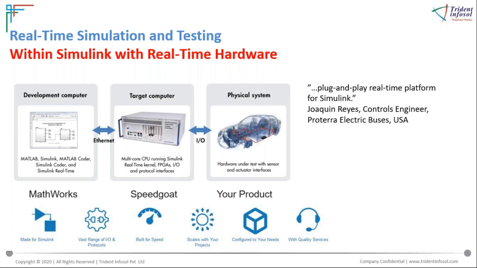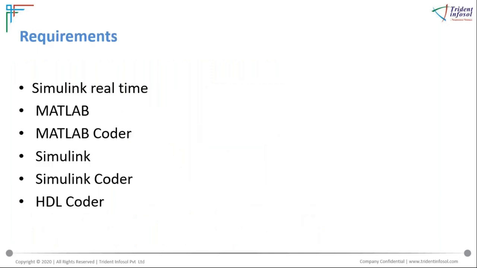So there are some MathWorks toolboxes required in order to use our target computers for RCP. The first one is Simulink real-time. As I told you, Simulink real-time is a real-time operating system in order to run your models in real-time. Then MATLAB, Simulink, MATLAB coder, Simulink coder. Simulink coder will help to automatically generate C code from your Simulink model when you're taking your model to the Speedgoat hardware.